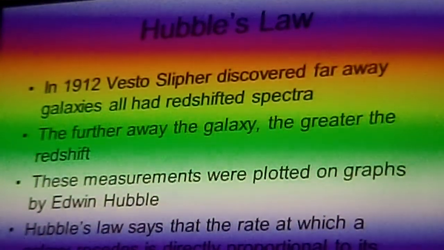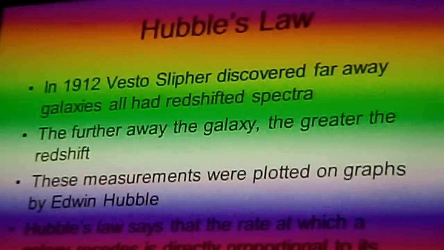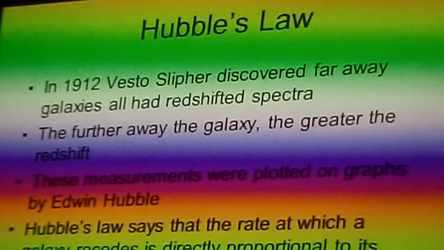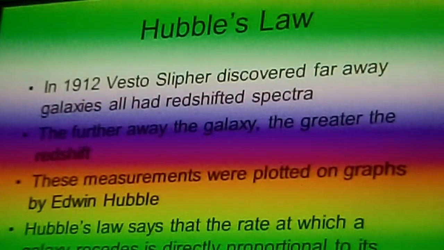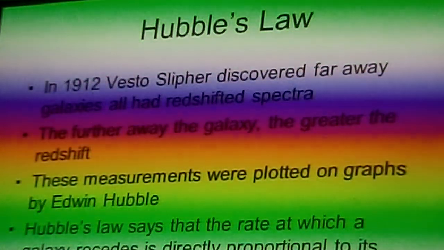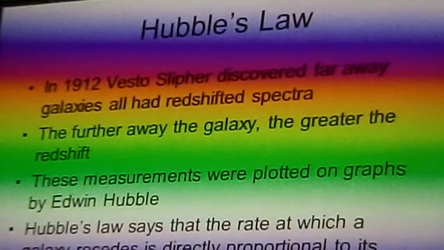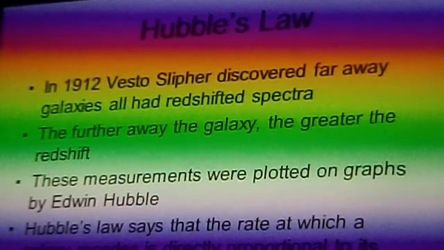Does that make sense? Kilometers per second per megaparsec. If you're 10 megaparsecs apart, how fast are you spreading apart? 700 kilometers per second. So you can imagine if you get enough megaparsecs apart, you'll be spreading apart from one another at faster than the speed of light.